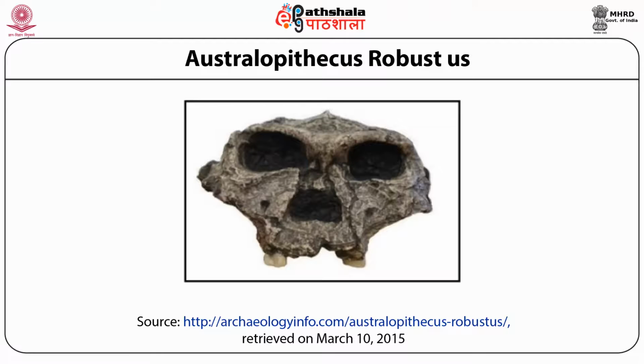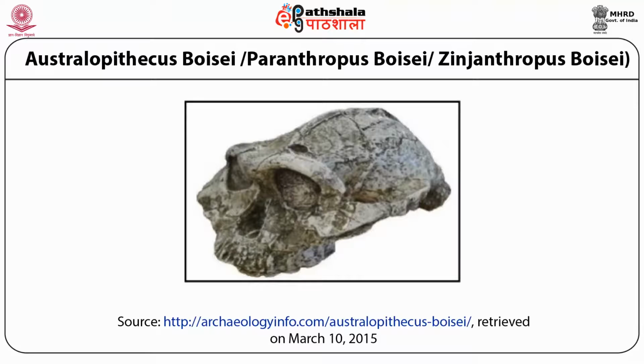Australopithecus boisei, or Paranthropus boisei, or Gigantropus boisei. This is the most robust form of Australopithecus, discovered by Mary Leakey from Olduvai Gorge, Tanzania, by Richard Leakey from Lake Turkana, Kenya, and by Suwa from Ethiopia. Australopithecus boisei existed between 1.8 and 1.1 million years ago.